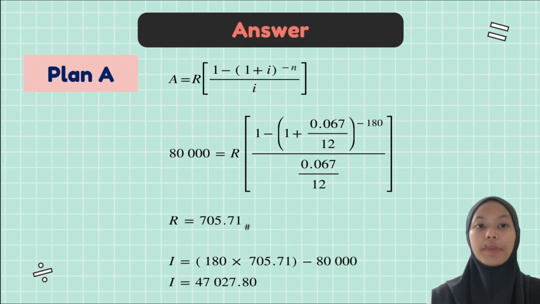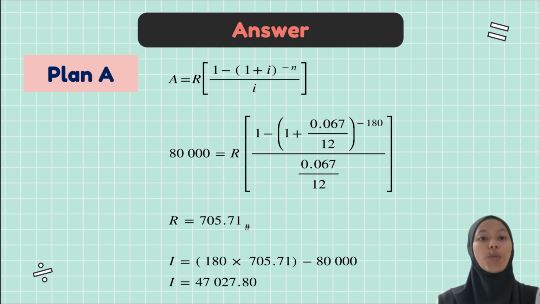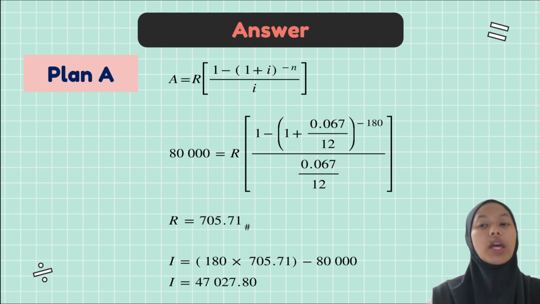First, we will calculate for plan A. The value for A is 80,000, I is 0.067 over 12, and N is 180. The formula that we will use is A equal to R times [1 minus (1 plus I) to the power of negative N] over I. Substitute the values into the formula: 80,000 equal to R times [1 minus (1 plus 0.067 over 12) to the power of negative 180] over 0.067 over 12.